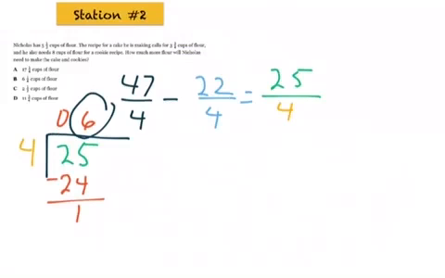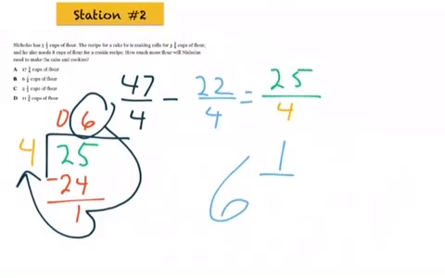We are all done. 6 1/4 should be our final answer right over here. And then I look at my multiple choice. Oh, it's right here, B. 6 1/4. So we followed all of our steps, addition and subtraction. Here's how it came up in the word problem.